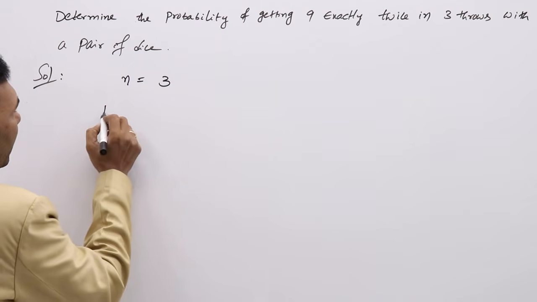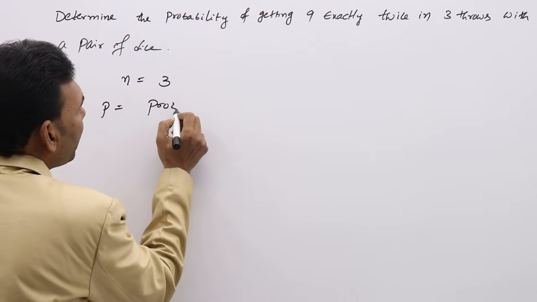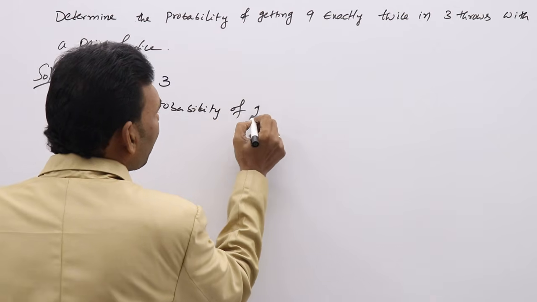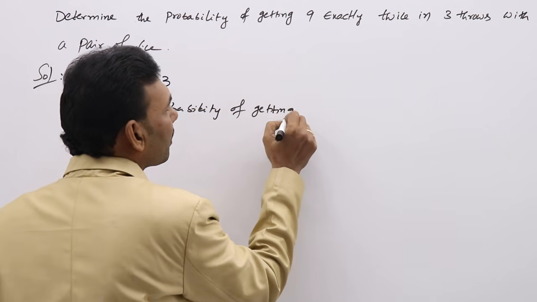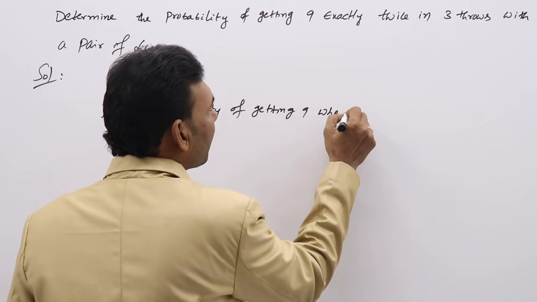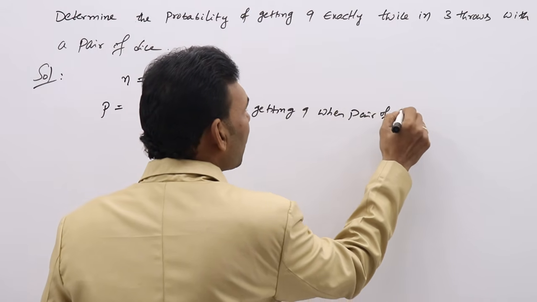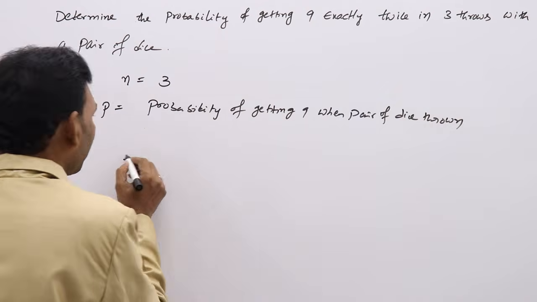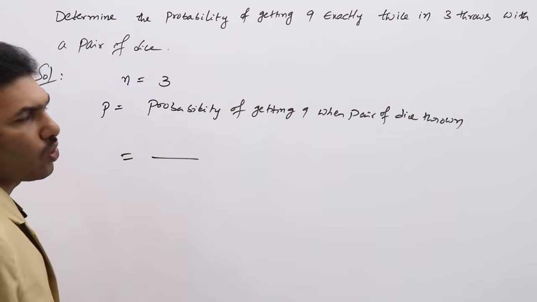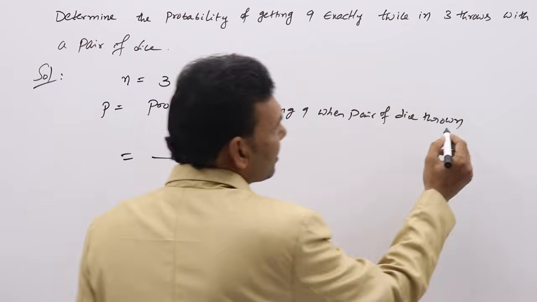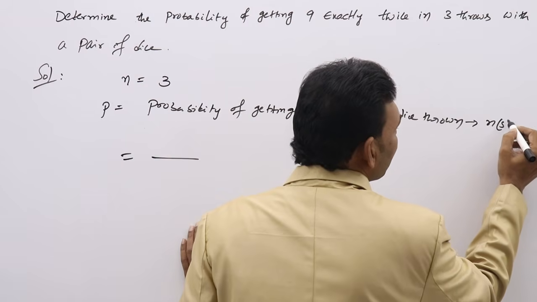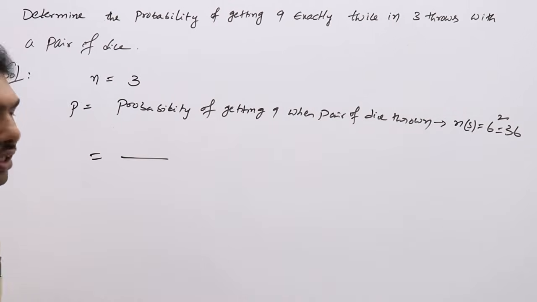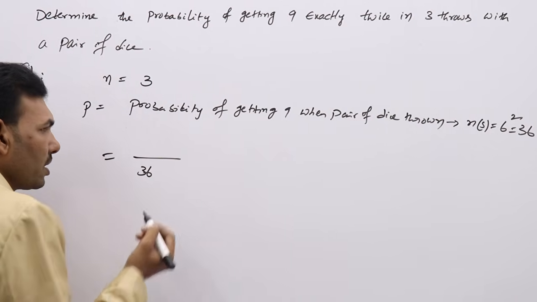Now p is the probability of getting 9 when a pair of dice are thrown. So this we can easily calculate. When a pair of dice are thrown, n of S for this case is 6 square, that is 36. That means in the denominator we will get 36.